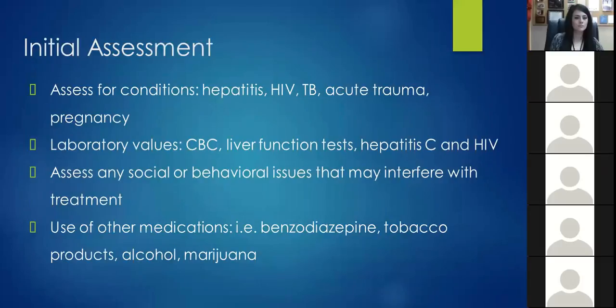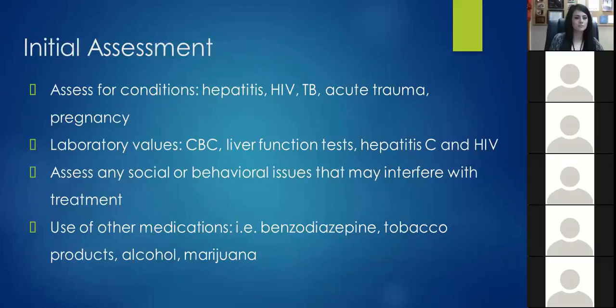Sorry about that. So initially, things you want to look for are chronic diseases like HIV, hepatitis, tuberculosis. Some laboratory values: you're going to want to get a complete blood assessment. You're going to want to look at your liver function tests. And then, like I said, the Hep C and HIV.